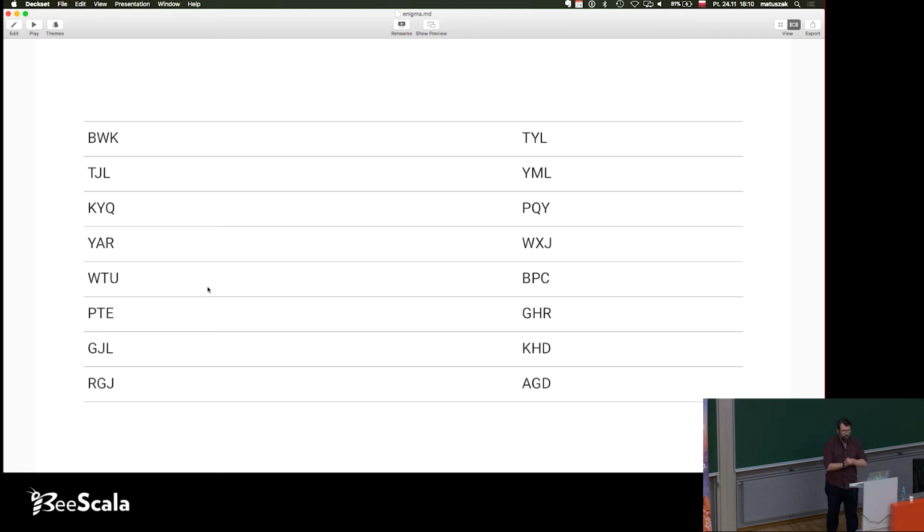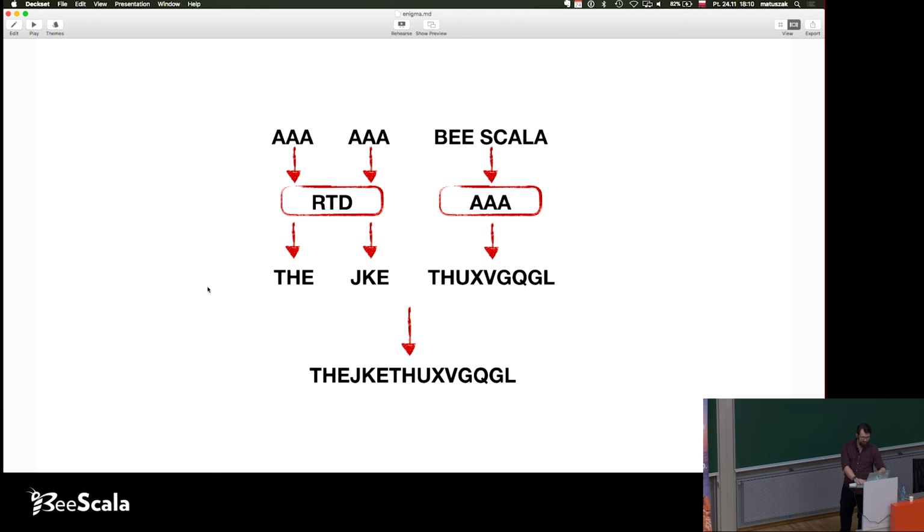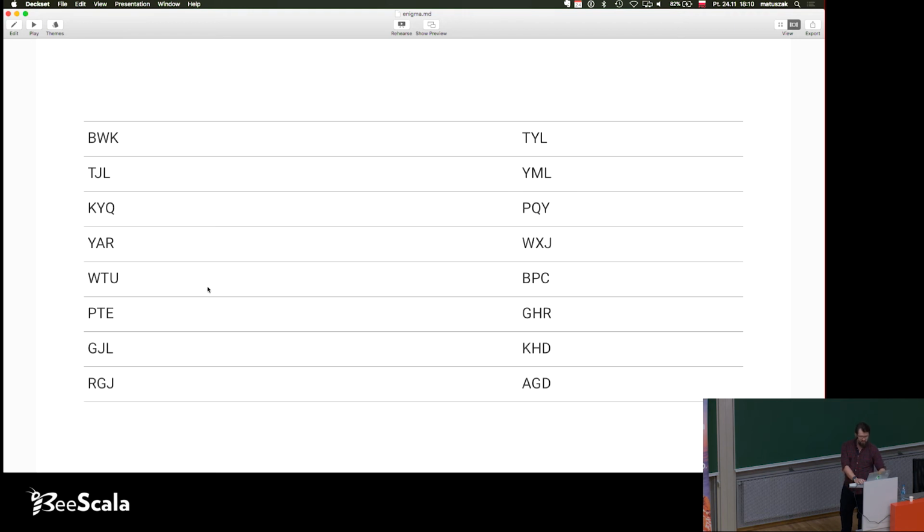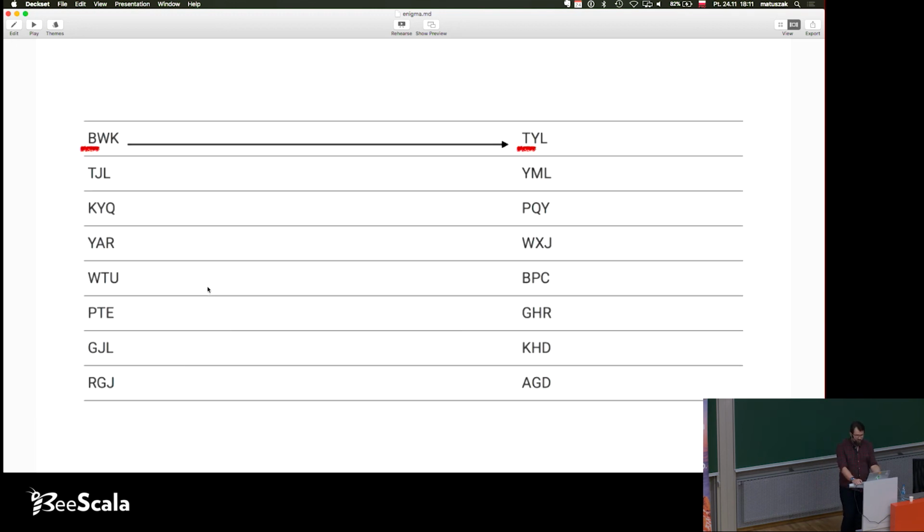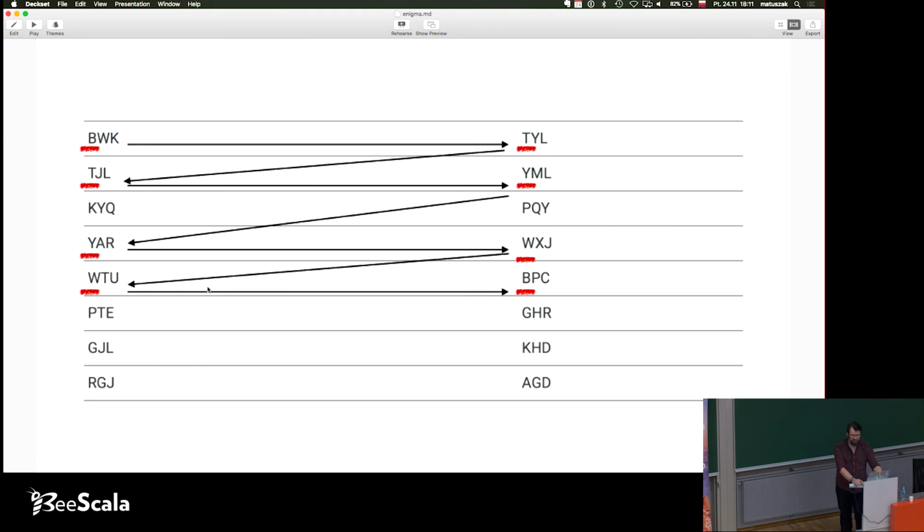But our mathematicians found something interesting. They found cycles inside this code. So the first row is the first 3 letters encrypted. The second row is the second 3 letters encrypted. And they discovered that when they compare the first letter from the first row and the first letter from the second row, they will find some cycles.